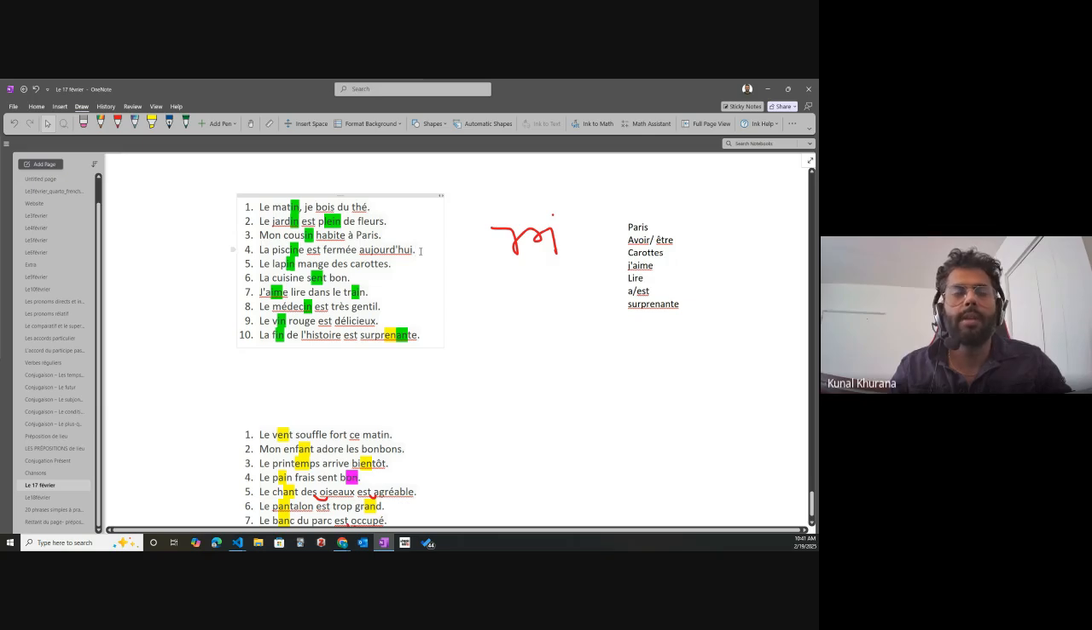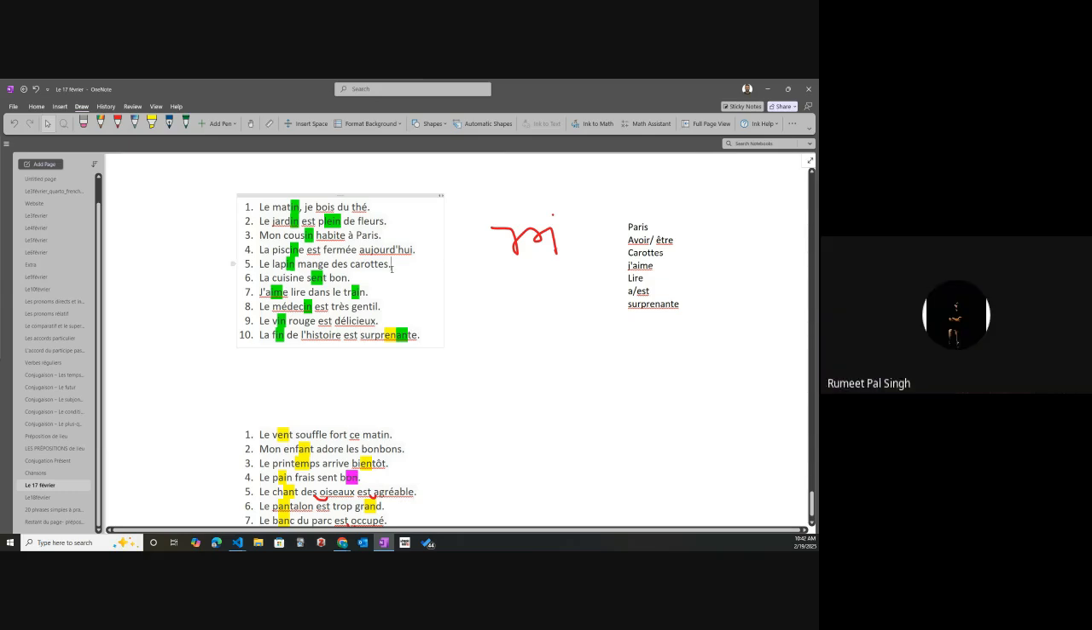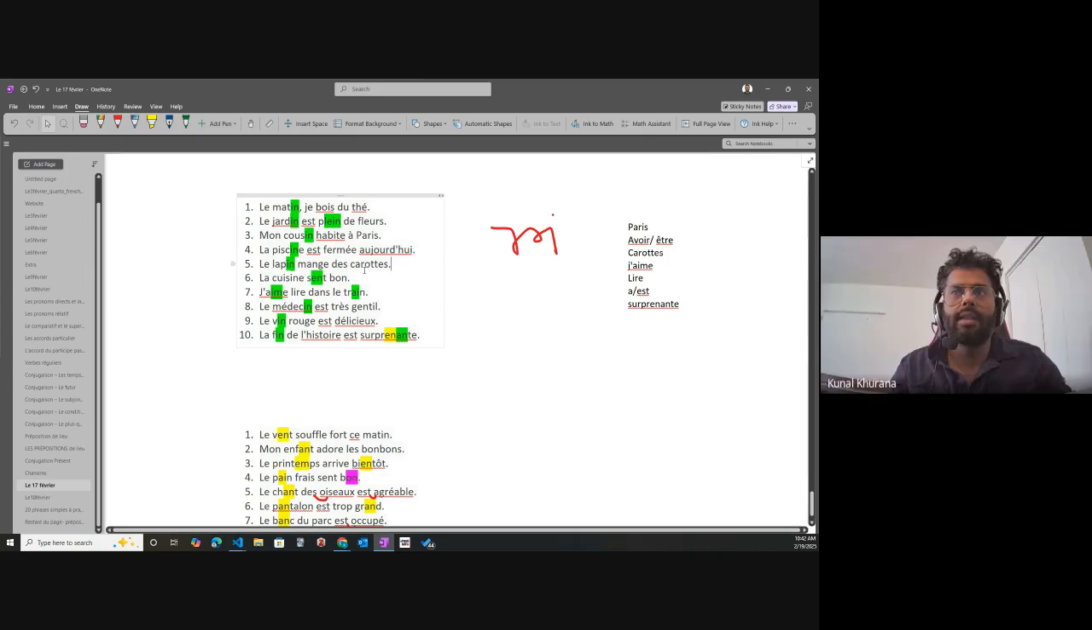The swimming pool is closed today. Aujourd'hui means today. So this is the swimming pool. Fermé means closed, and aujourd'hui is today, right? Okay, next one. Lapin is rabbit. The rabbit eats the carrots.